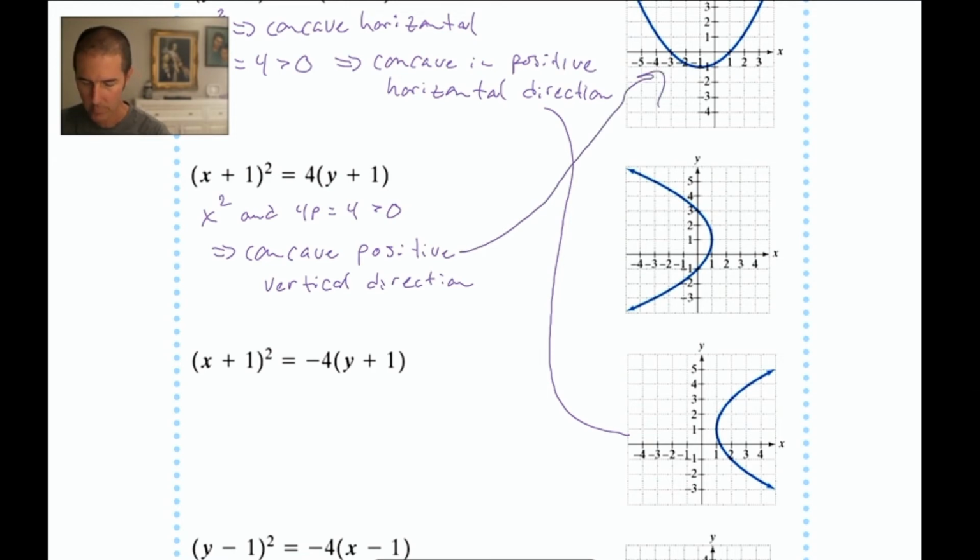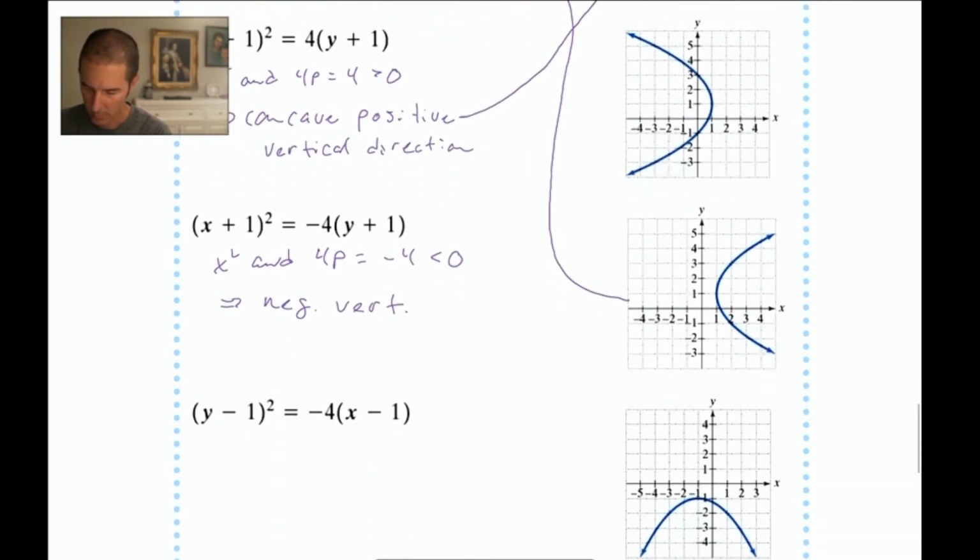That's our matching graph. In the next one, we do have the x squared again, and 4p is equal to -4, which is less than 0. Therefore, it's concave in the negative horizontal, or sorry, negative vertical direction. Negative vertical, which is the bottom graph down here.